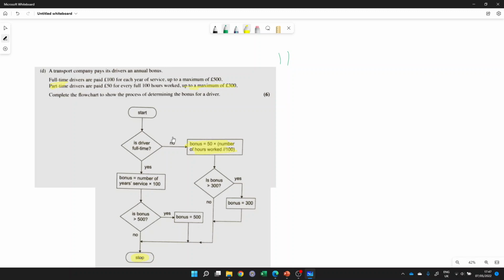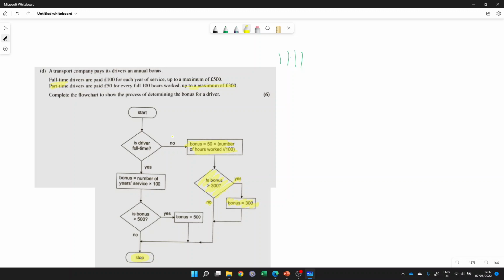So we're going to have 1 point for that process. So is the bonus more than 300? You're going to have a mark if you have that decision clearly labelled yes or no. Is the bonus more than 300? If it is, we have a process to cap it at 300. There's 4 marks available so far. If not, then we just continue to stop.